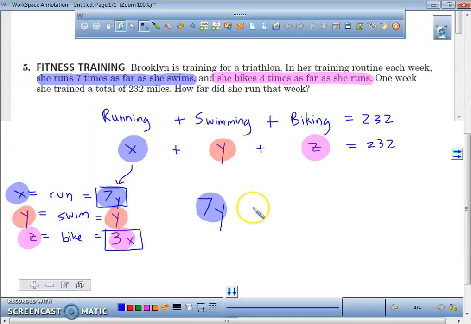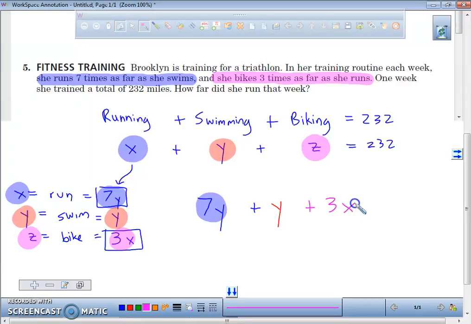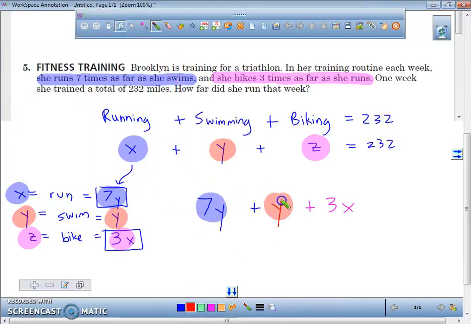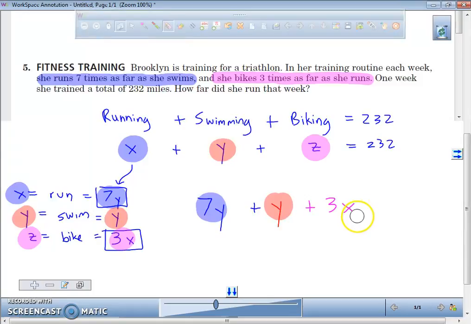Now we're going to add what? We're going to add however many miles she swims. And then we're going to add 3X. We have a problem here. It says 7Y, and this says Y. And that works, right? But then I got a pesky 3X. Man, I wish I could turn that into Y's.